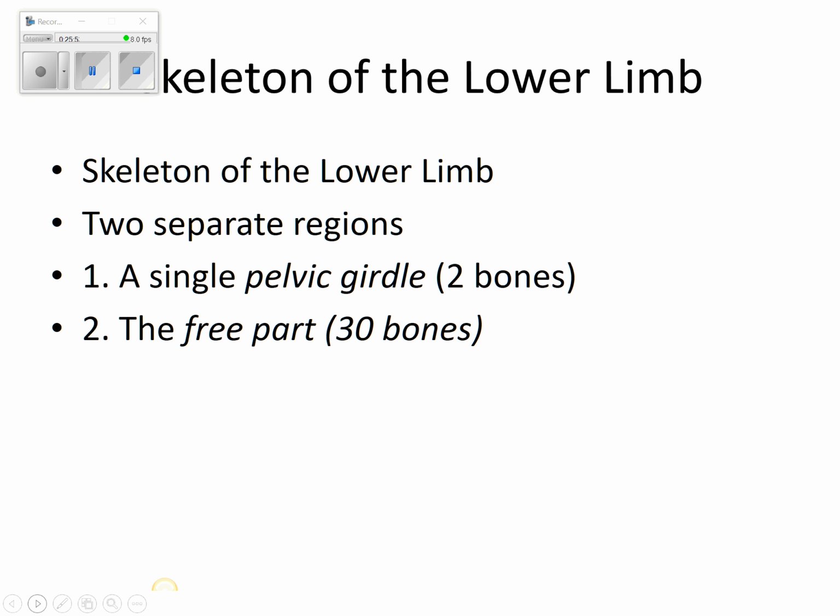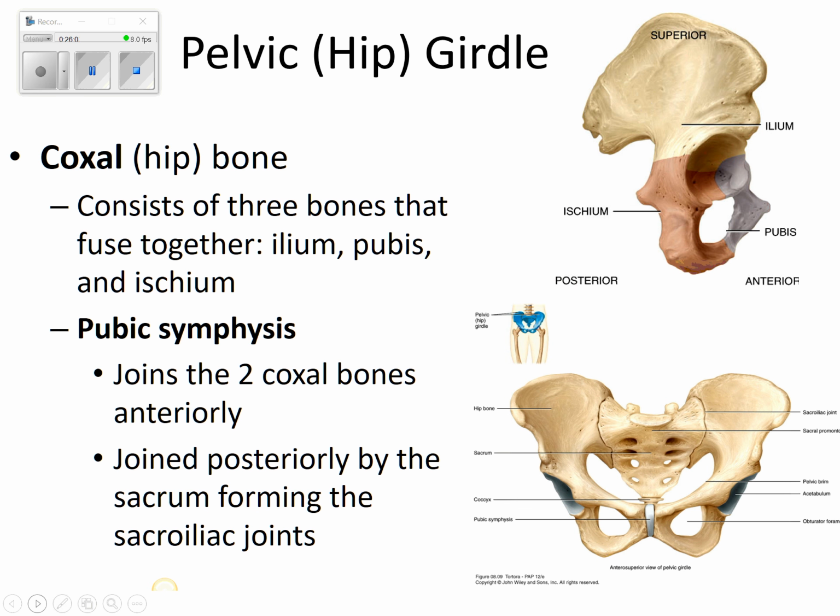So the skeleton of the lower limb is made up of 2 separate regions. There's a single pelvic girdle, which is 2 bones, and the free part, which is going to be 30 bones. The coxal bone, which is your hip bone, consists of 3 bones that fuse together. That is the ilium, and we have it color-coded here for you. The pubis bone, which is in gray, and what looks like kind of a reddish color is the ischium bone.